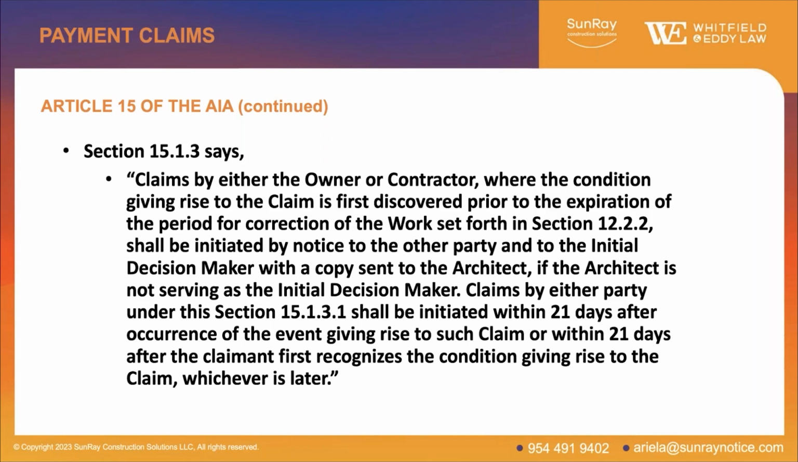So if the owner believes it's entitled to damages or some claim against the contractor, then it is subject to these claims provisions. But the other important point is the written notice has to be made within 21 days after the event that gives rise to the claim, or within 21 days when the claimant first recognizes it, whichever is later. So that's a pretty tight deadline. One of the changes owners often make is they reduce that notice time period, sometimes down to 7 days.